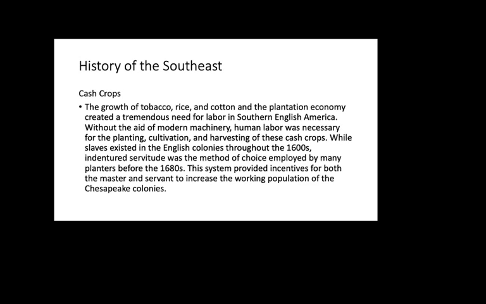To grow tobacco, rice, and cotton, the plantation economy created a tremendous need for labor in southern English America. We say English America because in the South, most of the owners of those plantations were English. Without the aid of modern machinery, human labor was necessary for planting and cultivating and harvesting these cash crops. While slaves existed in the English colonies throughout the 1600s, indentured servitude was the method of choice employed by many planters before the 1680s. So what is an indentured servant?